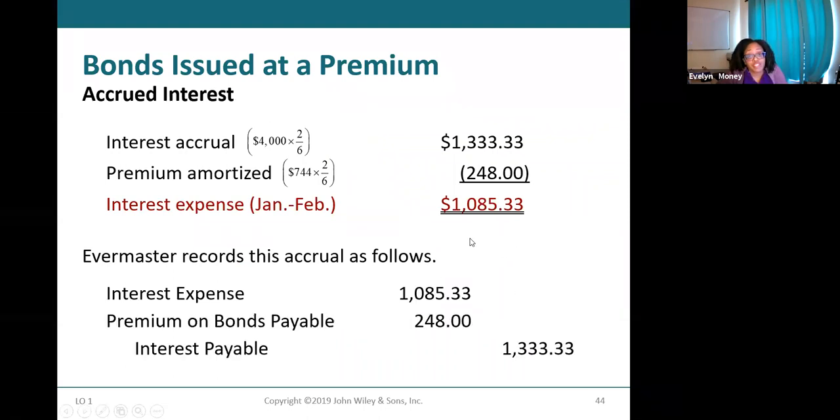But here's the entry for that additional interest that needs to be accrued as a result of the financial statement date being different from the interest payment date.